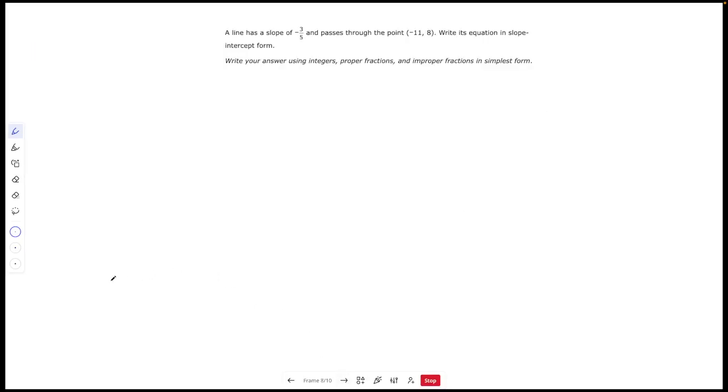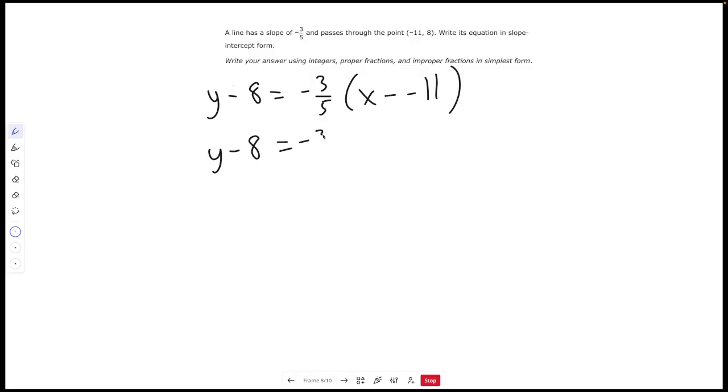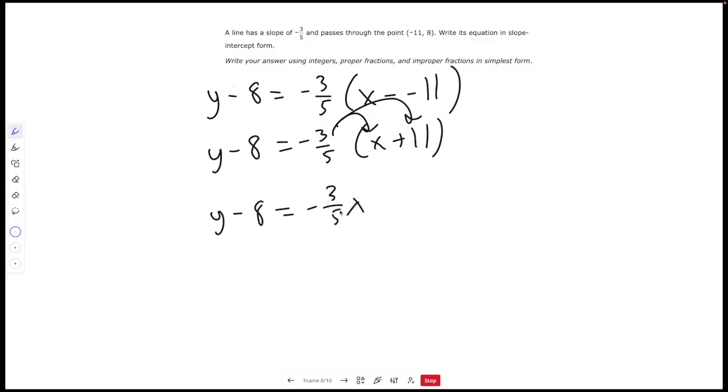Okay, for this last one, we have some fractions here. So no problem, we still set it up like normal. So now we do y minus 8 equals -3/5 (x minus -11). So now we have y minus 8 equals -3/5 (x plus 11). Now we're just distributing the fraction. So now we have y minus 8 equals -3/5 x, and let's see, minus 33 over 5.